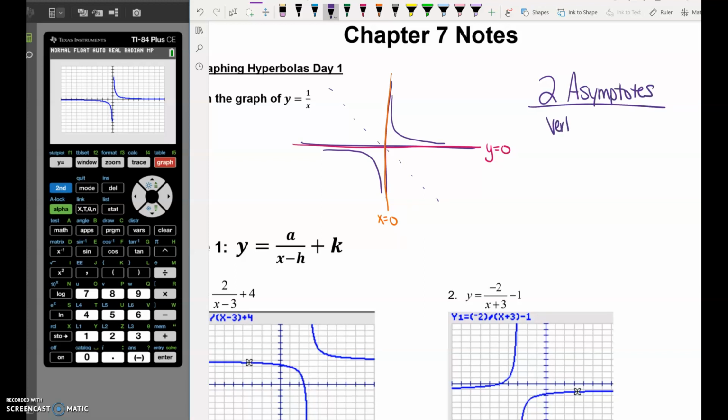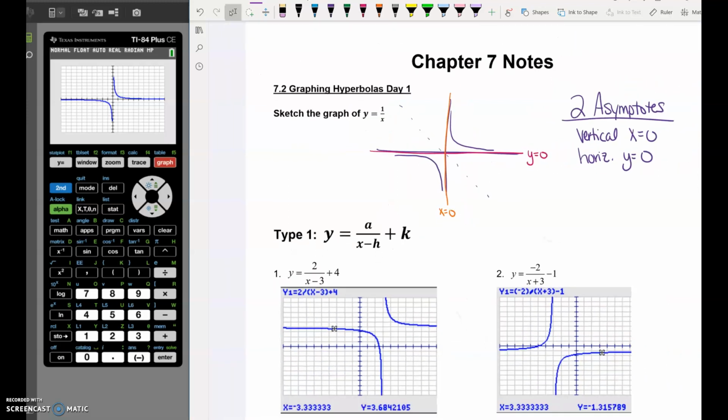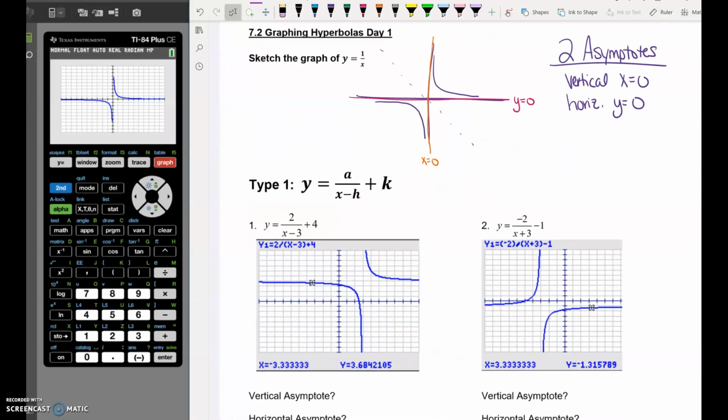The vertical asymptote, VA, is at x equals 0. The horizontal asymptote, HA, is at y equals 0. Now, the first type of hyperbola that we're going to look at is this form. So it's a number over x plus or minus a number, and then something else added or subtracted after. So here's our first example, 2 over x minus 3 plus 4.